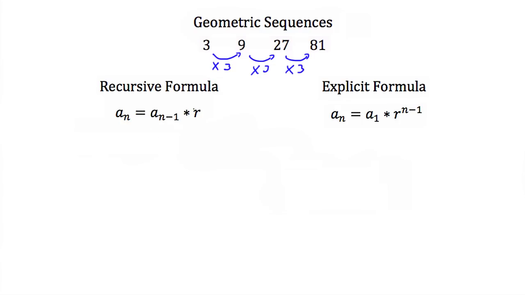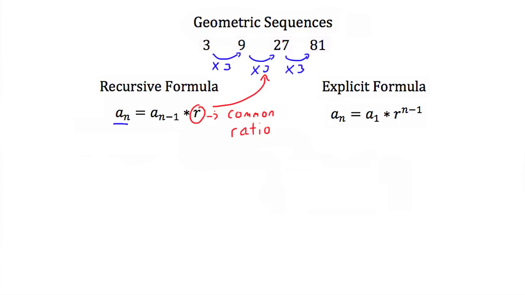So first let's look at our recursive formula. Here we have a sub n, or the nth term, or some term in our sequence, that's always equal to the previous term, the n minus 1 term, times r. R is what's called the common ratio. The common ratio is just the number that you keep multiplying each successive term by. So in this case, our common ratio is 3.